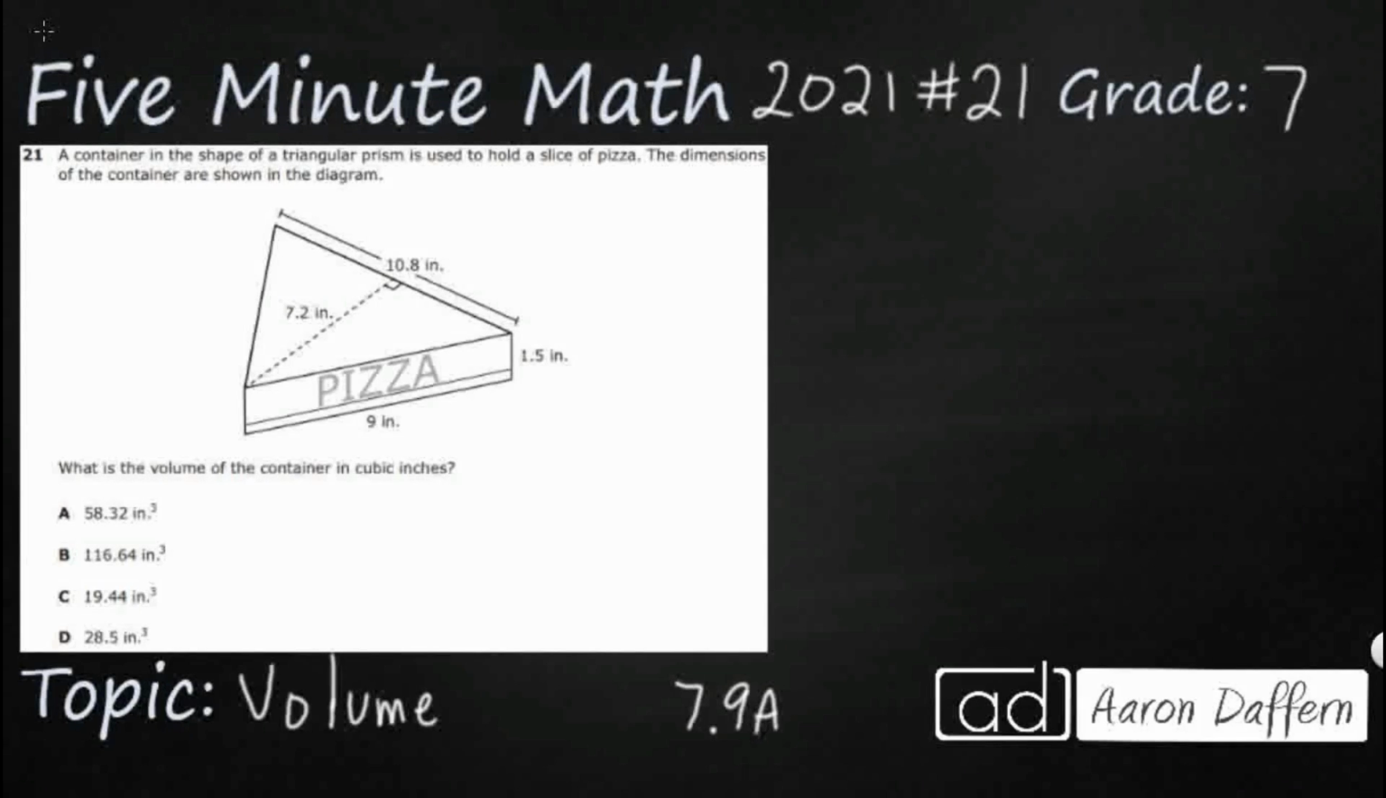Today we are looking at the 7th grade concept of volume. This is standard 7.9a in the great state of Texas, and we are using item number 21 off the 2021 released STAAR test. If you have not done so already, please go ahead and take a moment to pause the video, work this problem out on your own, unpause it, and then we will look at our answers together.